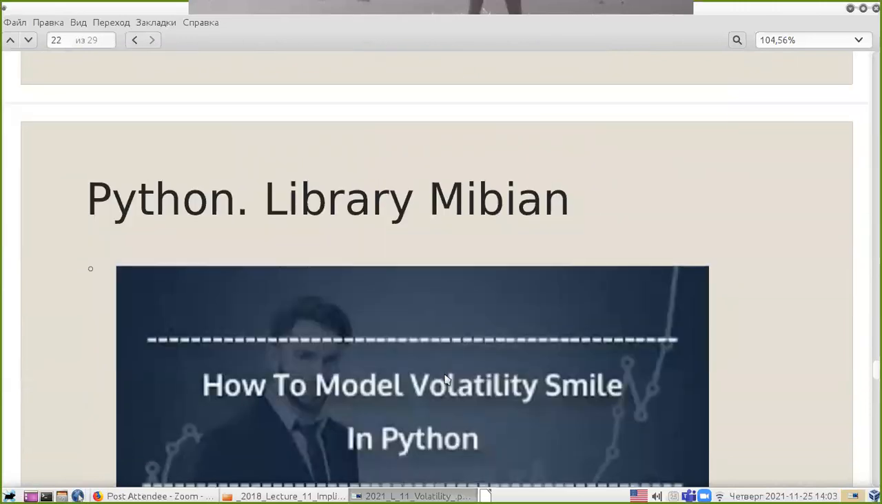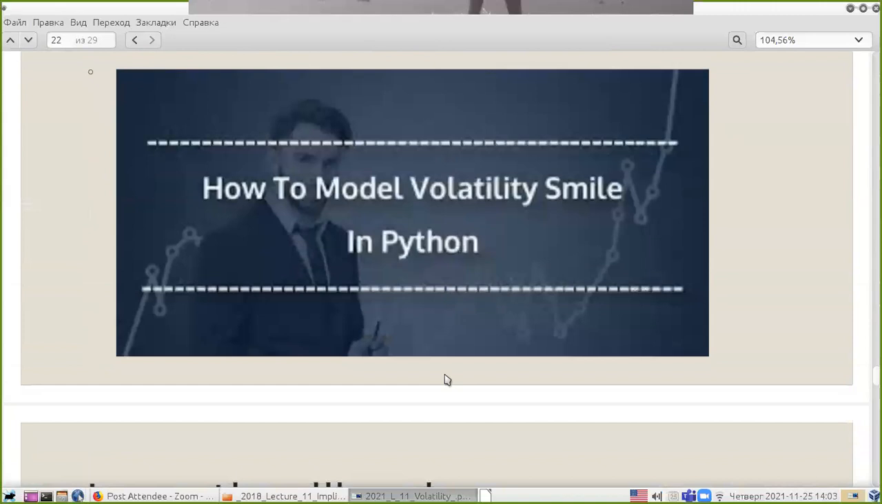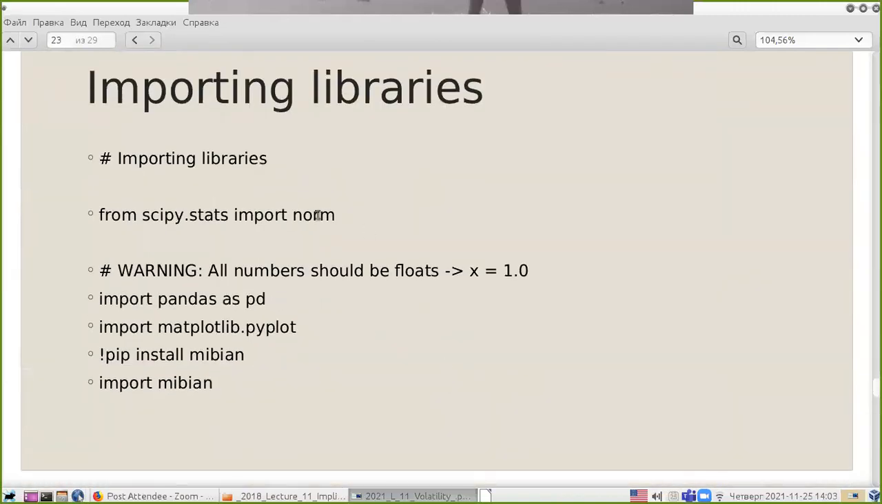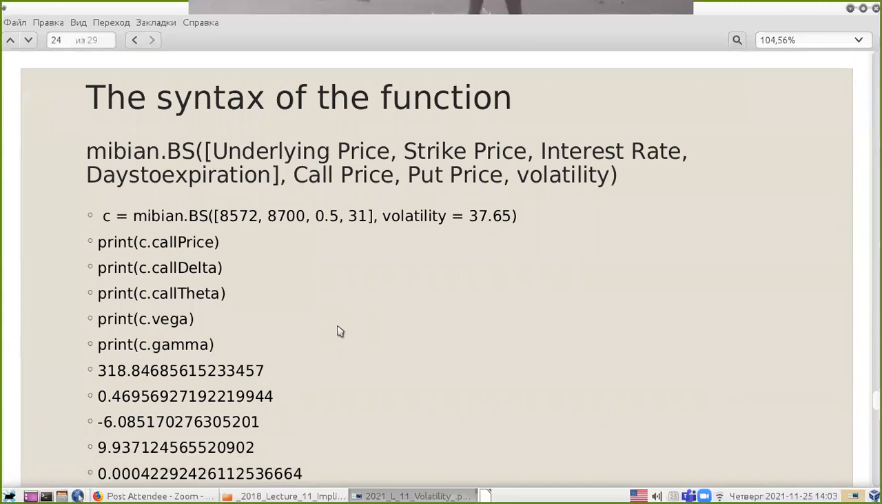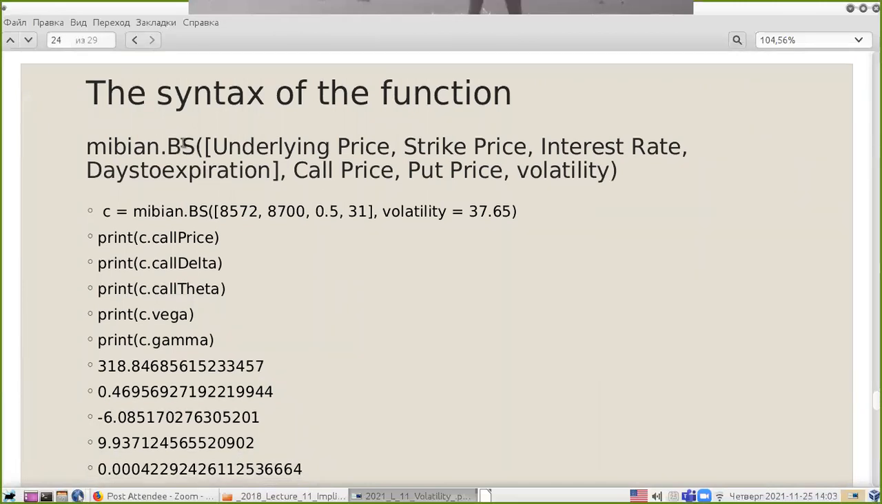We can use the Python library mibian, and in this case we import libraries. It is from scipy.stats import norm, import pandas as pd, and install mibian in this way. And after this, a very interesting syntax of this function, bs, because Black-Scholes. So for example, we write c equals mibian.BS, and after that we need to input parameters.